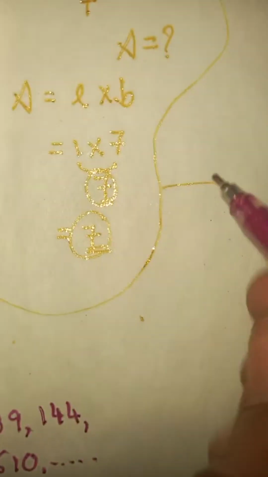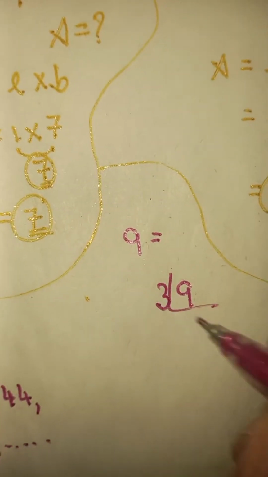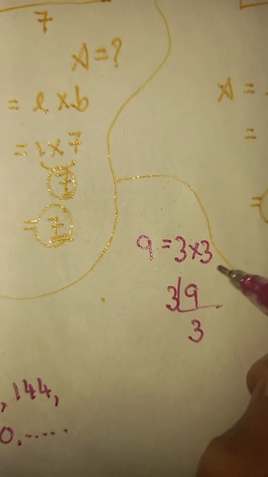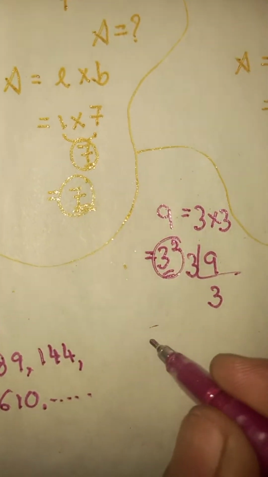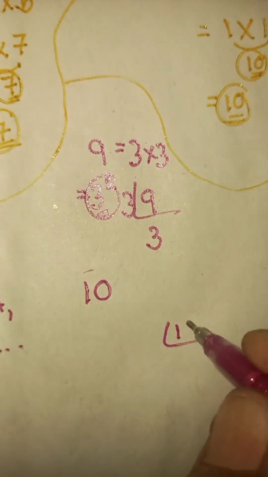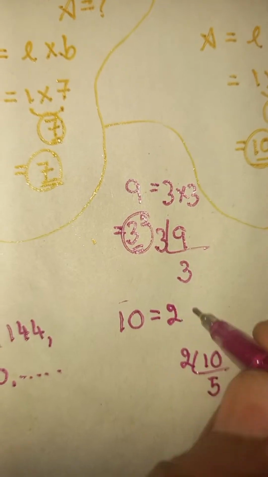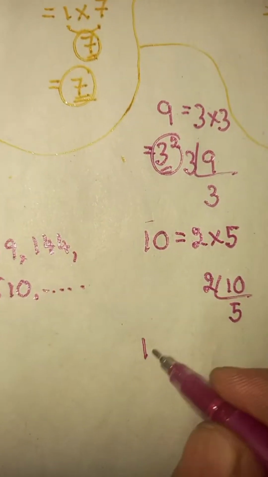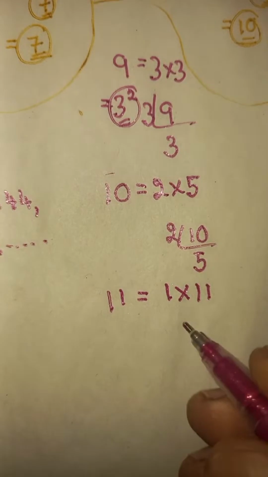Let's take 9. 9 can be written as 3 times 3, or 3 square. So it is also a composite number. Let's take 10. 10 you can divide as 2 times 5. Let's take 11, the next number. 11 you cannot divide by anything, so it must be written as 1 times 11.